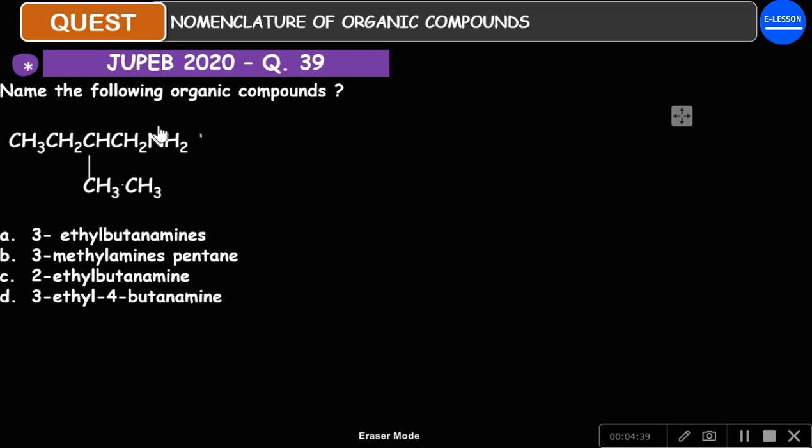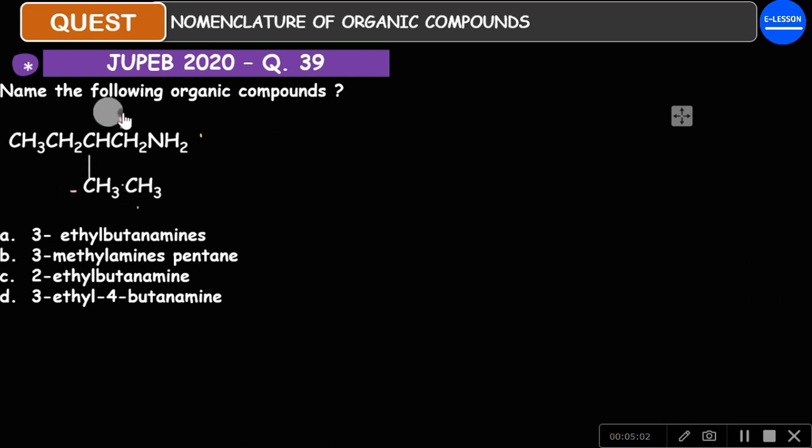So you number from this amine functional group down. You number to the side that will get you the longest continuous chain. Now I told you that the longest continuous chain may not necessarily be a straight chain. It can be a branch chain. So if we number from here, here will be number 1, here will be number 2, here will be number 3, here will be number 4. This one has 4 carbons.